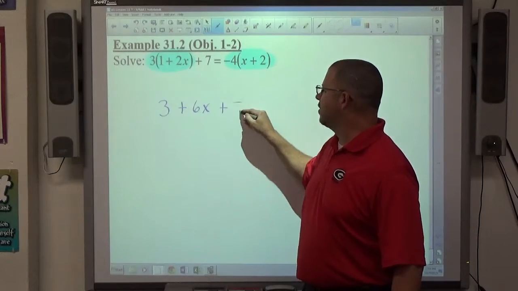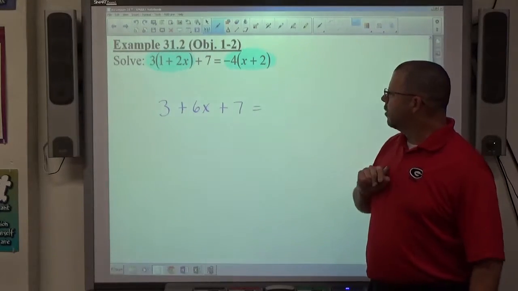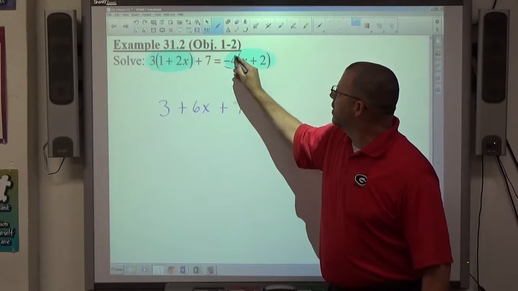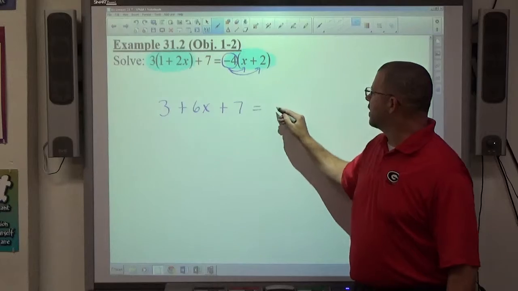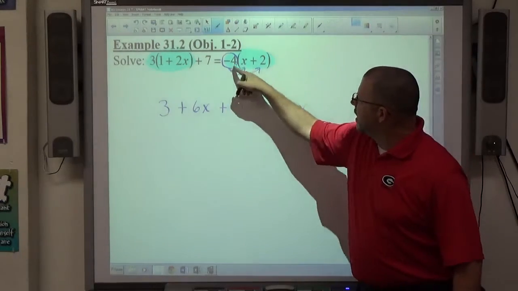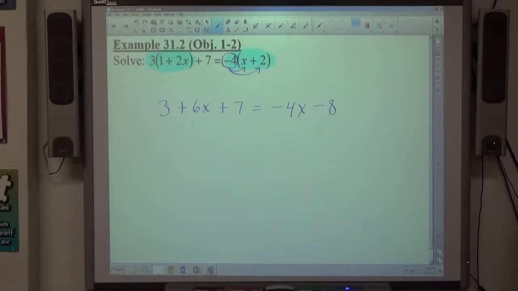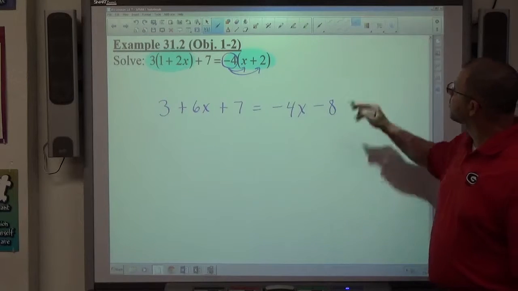Plus 7 is not in parentheses. Nothing happens to it, so it stays right where it's at in relation to the equal sign. Equal sign goes next. Be careful with the distributive property that this sign along with the number is being distributed. So when I multiply this through, negative 4 times x is negative 4x. Negative 4 times positive 2 is negative 8. So be careful that when you distribute, make sure the sign and number are getting multiplied using proper multiplication sign rules as you do it.